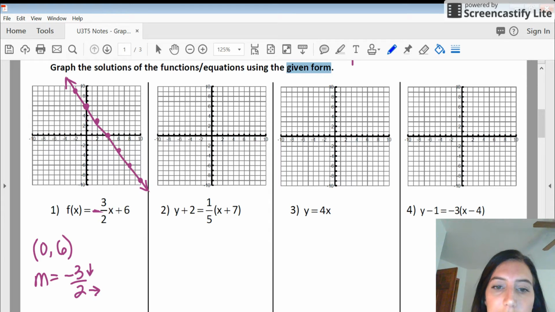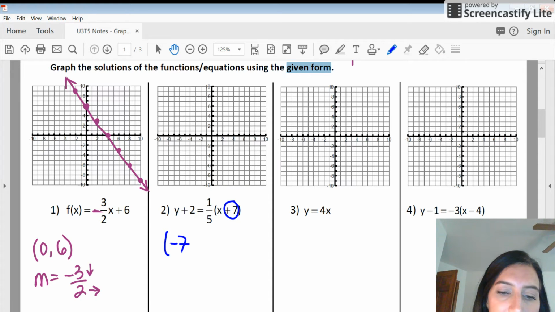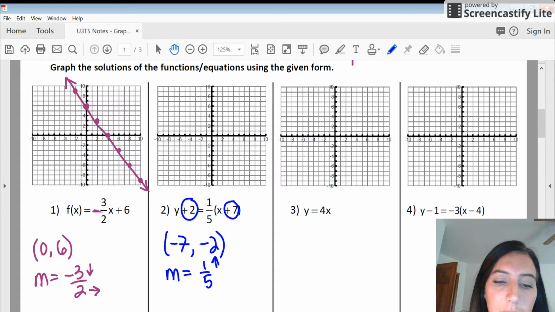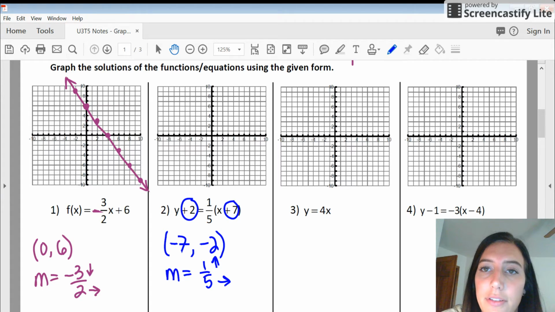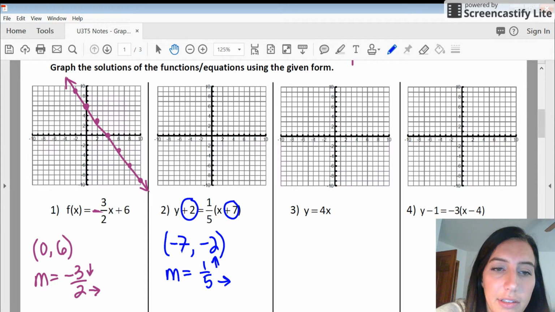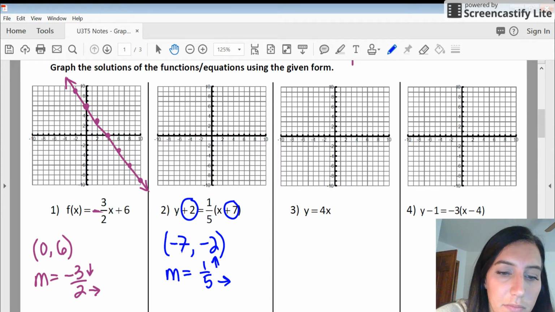So first we need to get the point from the equation. The x-coordinate will be the opposite of positive 7, so that will be negative 7, and the opposite of positive 2, which will be negative 2. My slope is 1 over 5. Both positive numbers, so that means we'll be going up 1 and then right 5 from my starting point. So I start by graphing my point at negative 7, negative 2. From there, I can go up 1 and right 5.